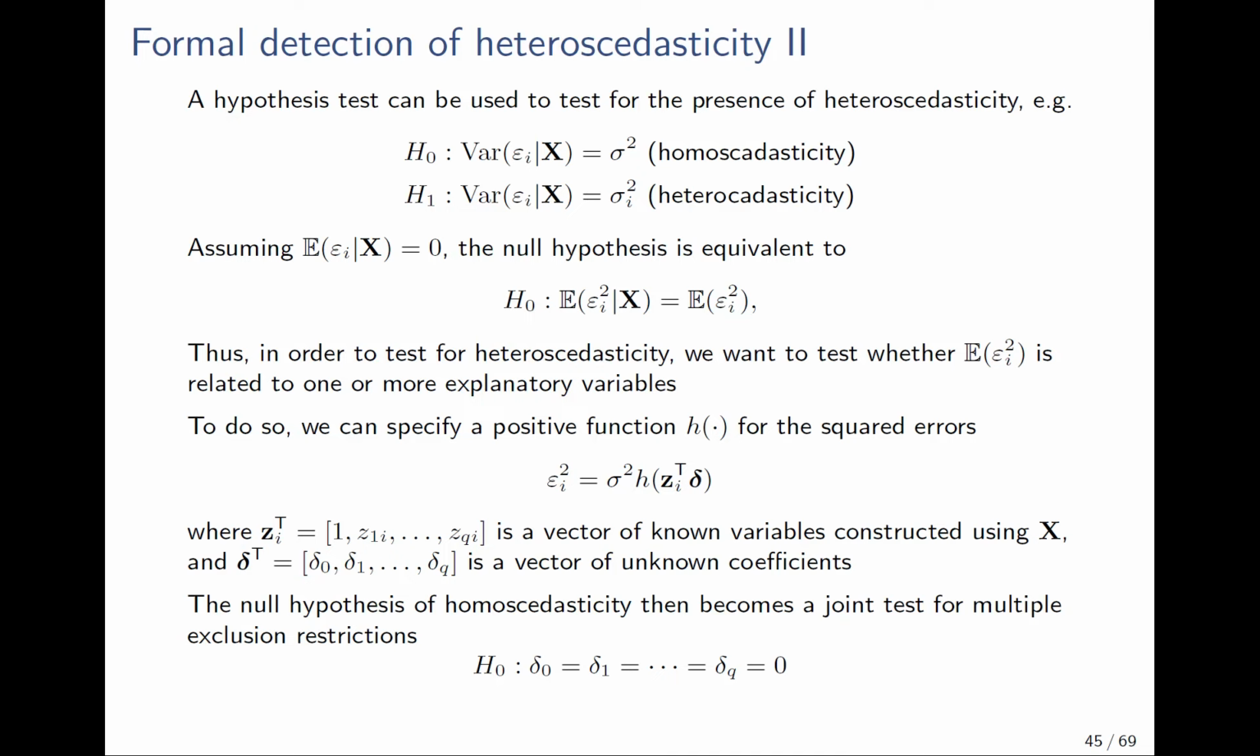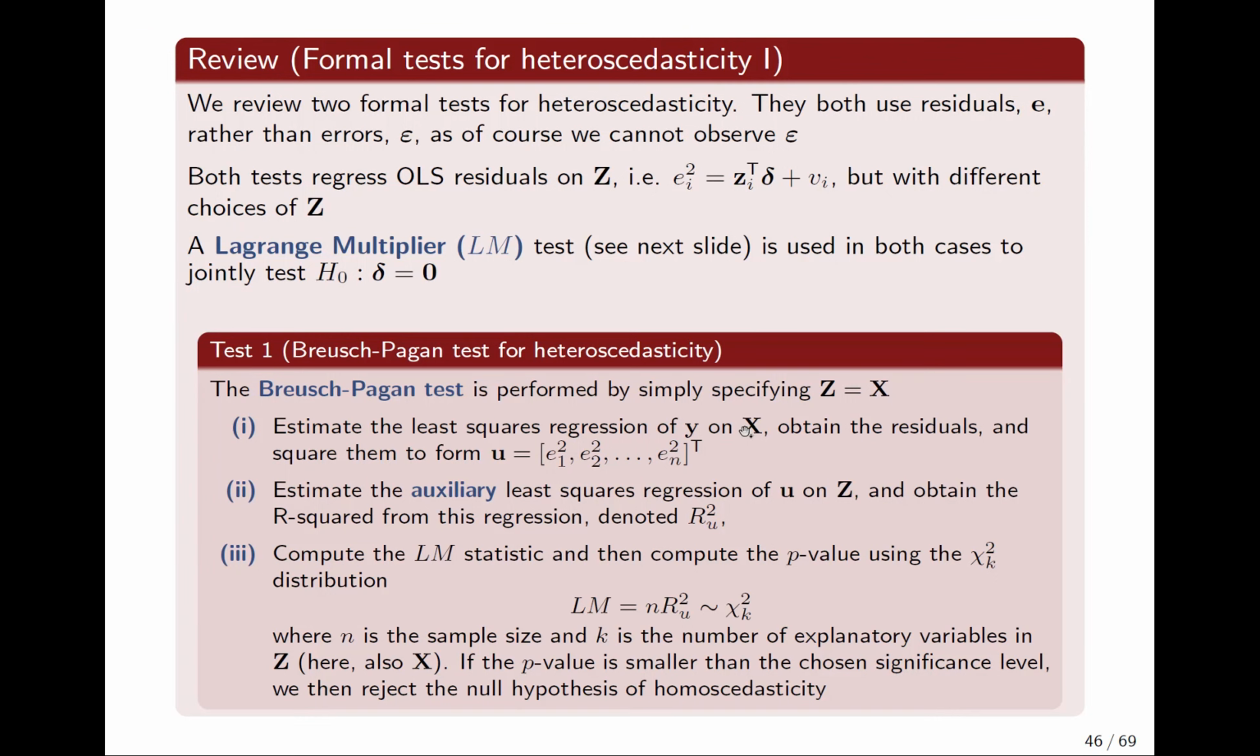We're going to actually estimate that model, and the null hypothesis of homoscedasticity then becomes a joint test of multiple exclusion restrictions, that is, that all of those deltas should equal zero under homoscedasticity. If the deltas are jointly zero, the squared errors are unrelated to the covariates, and the data are homoscedastic. That's the null hypothesis. Two standard tests are built on this idea, which I've included in the review slide.